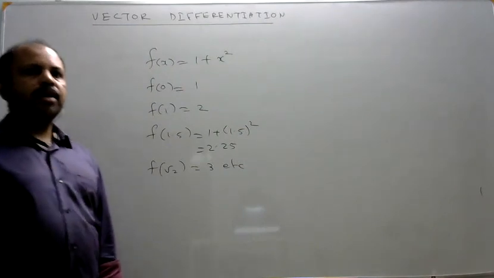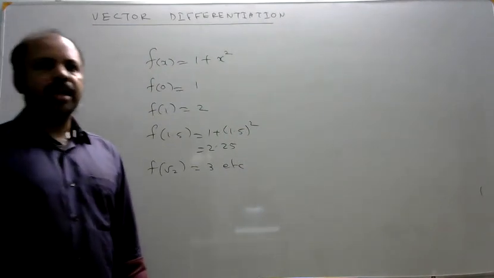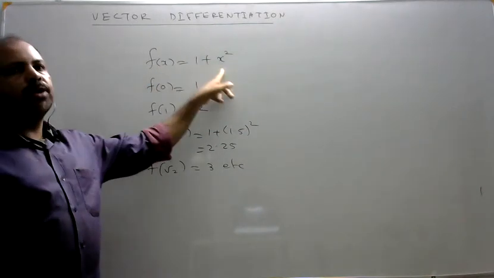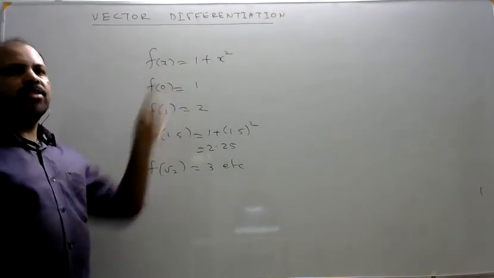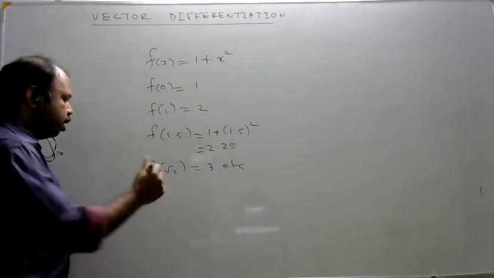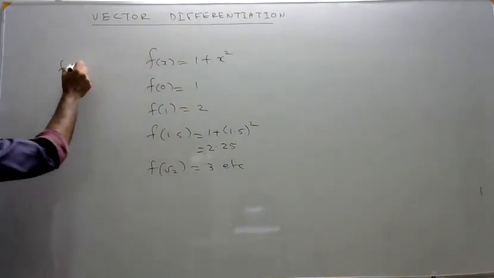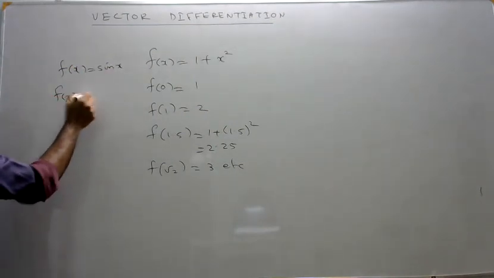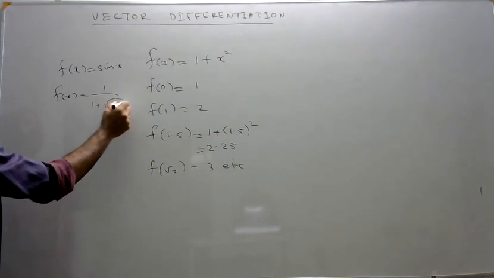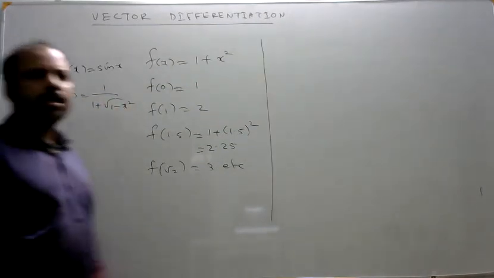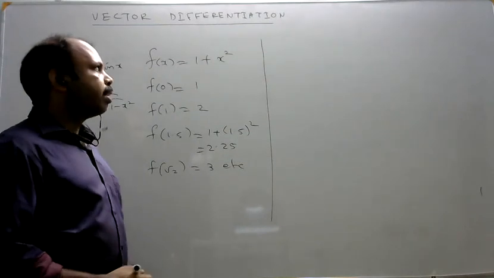Recall that in vectors, we say real numbers are scalars. So this is a scalar valued function. That is, for each scalar x, we get a scalar 1 plus x square. Similarly, f of x equal to sin x, f of x is equal to 1 by 1 plus root of 1 minus x square, etc. are scalar functions. Let us see what is meant by a vector function.